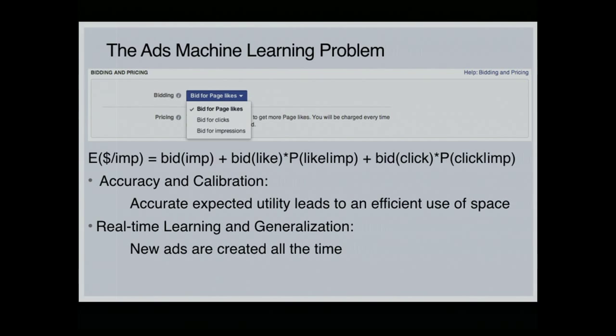And the other point is just that ads are created all the time, and so we have to be able to learn very quickly what the probabilities of these different events are, which are specific to every advertiser. So basically, the question is, what is the probability that this advertiser will have this event occur in this particular context, say here on the page.